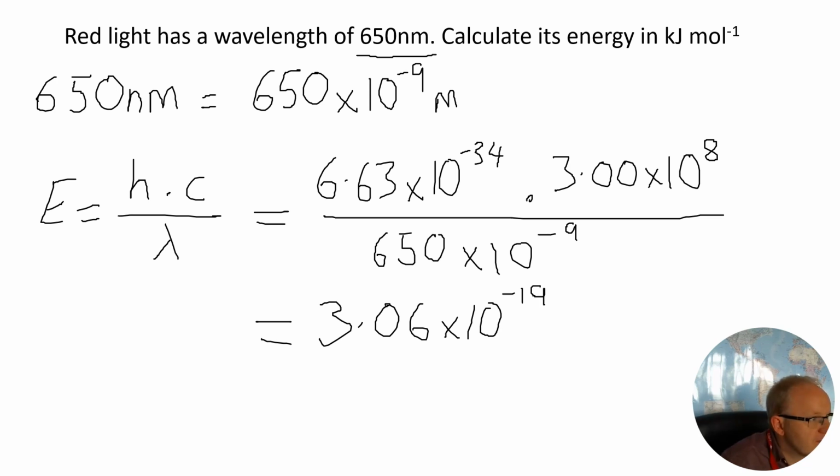Now, because we put everything in the right units, it's going to come out in joules, which is right, but we need to answer the question. And the question wants it in kilojoules per mole. So we're going to have to do 2 steps to convert it from joules to kilojoules per mole. Firstly, convert to kilojoules. There's 1,000 joules in a kilojoule, so we divide this number by 1,000. And that'll put it into kilojoules.